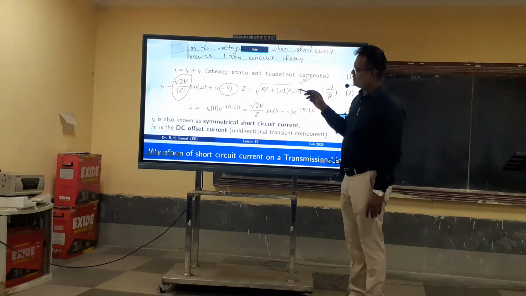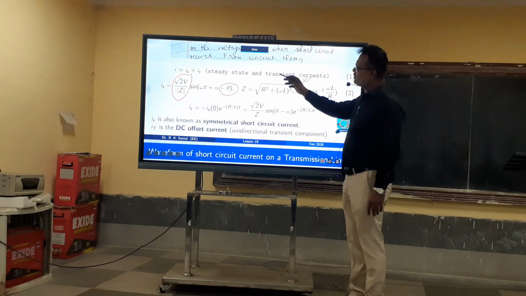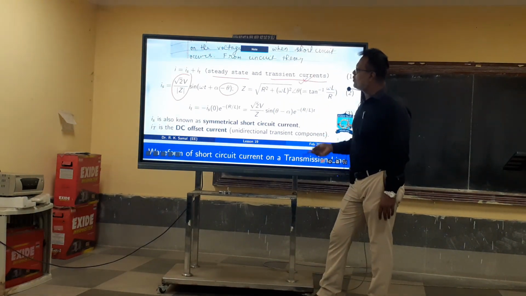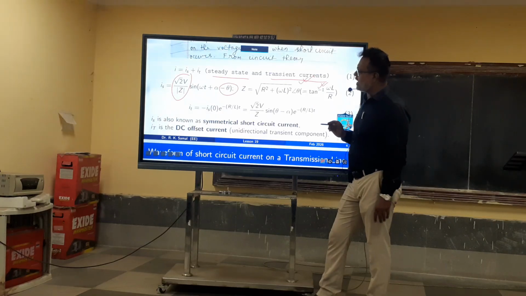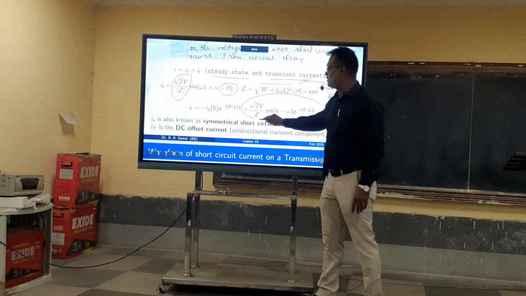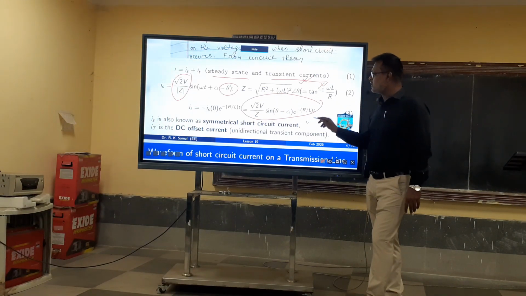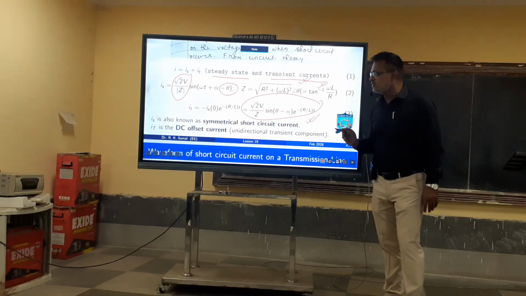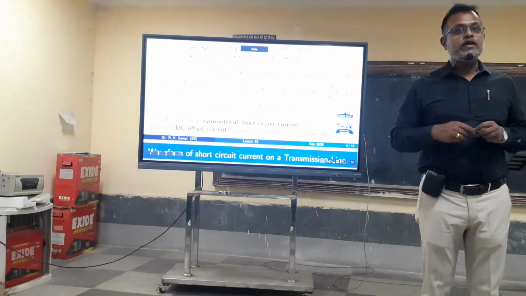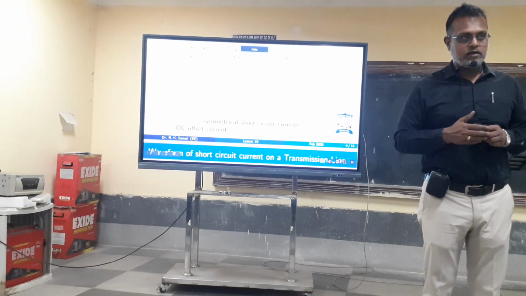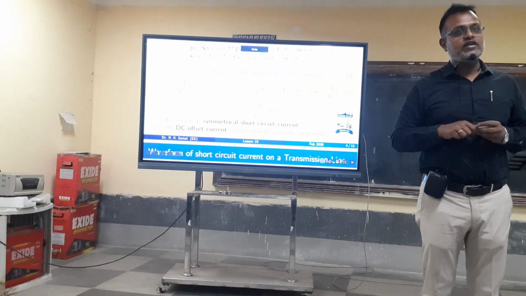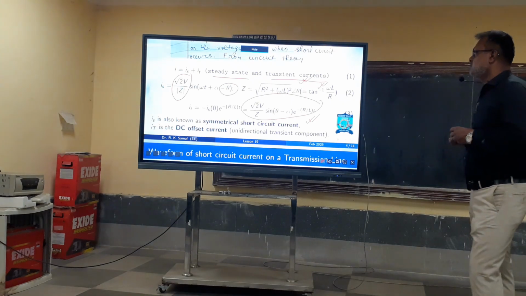And this current has two parts. One is known as the steady state component, and one is known as the transient component. The steady state component is given by voltage divided by impedance, whereas the transient component from circuit theory is given by this equation. This is known as the symmetrical short circuit current, which reduces over time as the time passes. So write down the expression for both the currents, the steady state current and the symmetrical short circuit current.